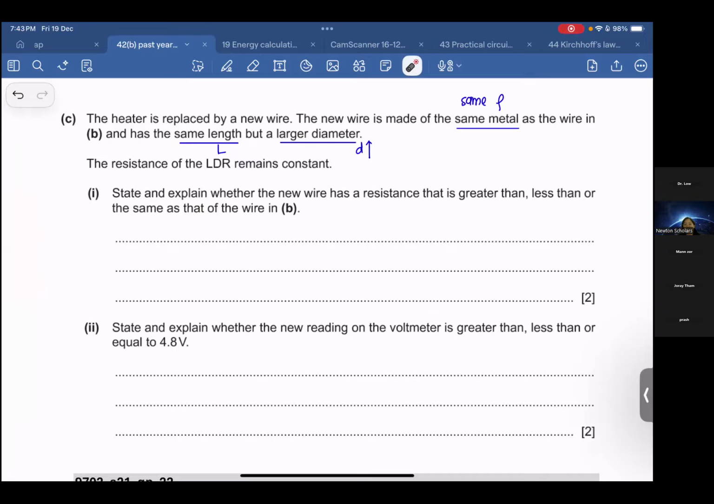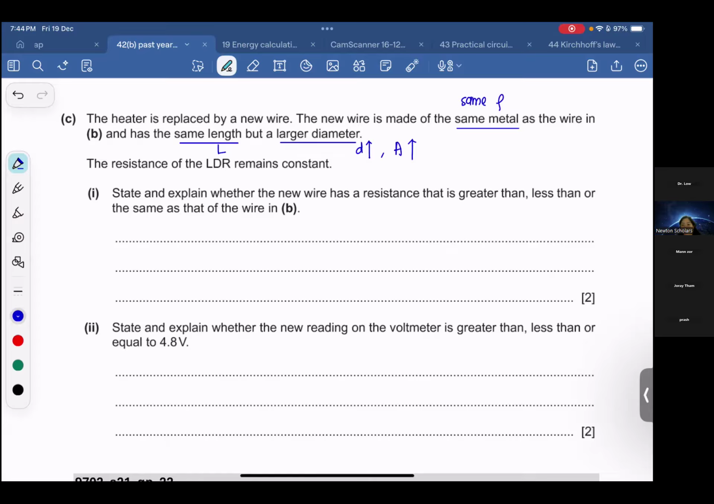This is the answer. Vashini's answer: when diameter increases, the area of the wire will increase. You don't just repeat that the diameter becomes larger. If you just repeat the sentence, most probably you can't get the mark. You have to mention that because of the larger diameter, the cross-sectional area increases. This is a very good answer. Hence, the resistance of the new wire becomes less than the resistance in B. Vashini's answer is perfect.